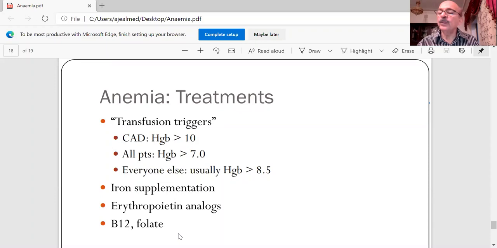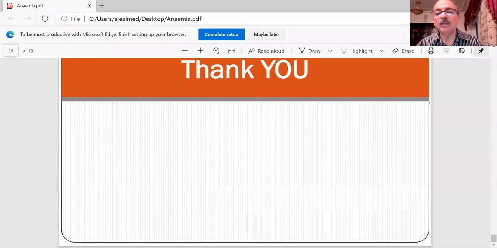So if you supplement iron deficiency anemia, you will need probably 3 to 4 weeks of treatment with the oral iron to correct the anemia, and probably 3 additional months to restore the body storage. Okay, and the same is said about B12. Thank you very much.